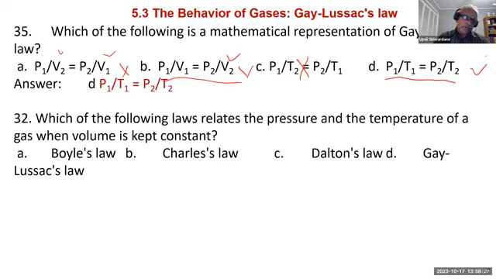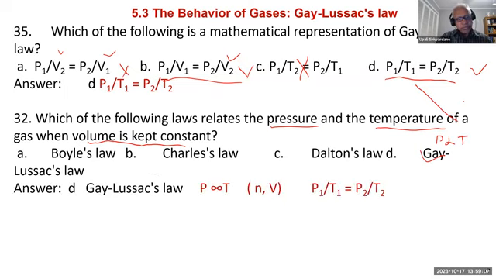Now, which of the following laws? Number 32. The pressure and the temperature of a gas when volume is held constant. Volume and the amount is held. Relate pressure and temperature, Kelvin temperature. All the temperatures for gases must be in Kelvin. So this is the Gay-Lussac's law. Pressure is directly proportional to the Kelvin temperature. You get this equation. Therefore, answer is D, Gay-Lussac law. Pressure is directly proportional to Kelvin temperature, while fixed amount of gas and volume is held constant. This is the Gay-Lussac's law. P1 divided by T1 is equal to P2 divided by T2.